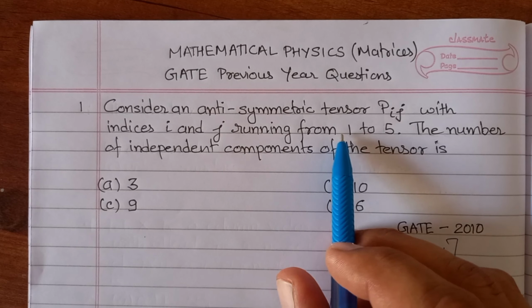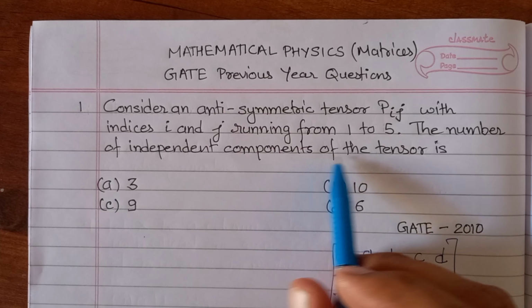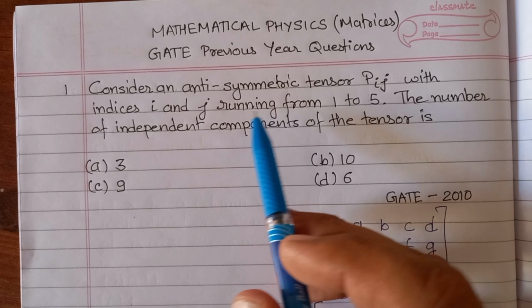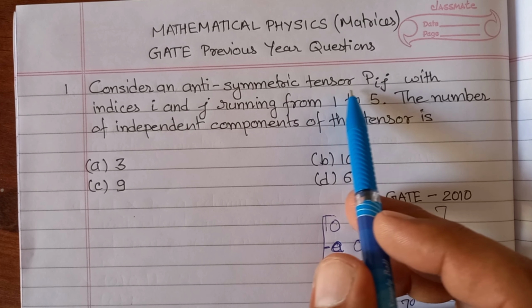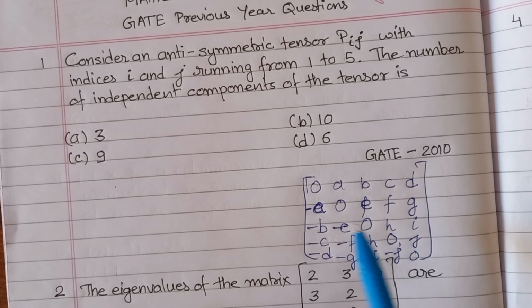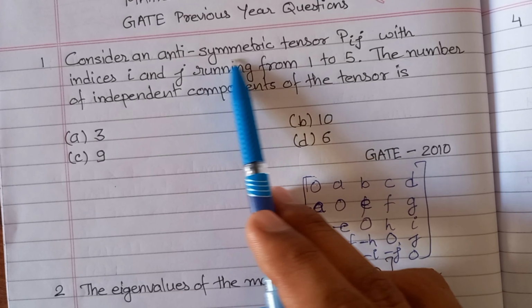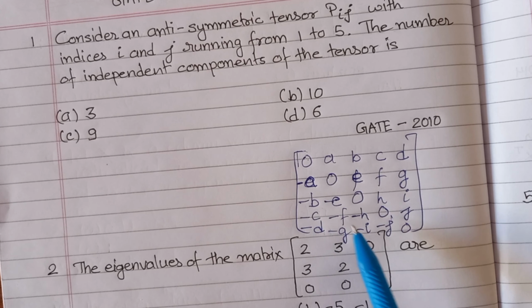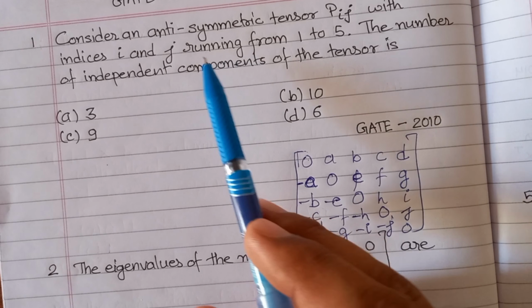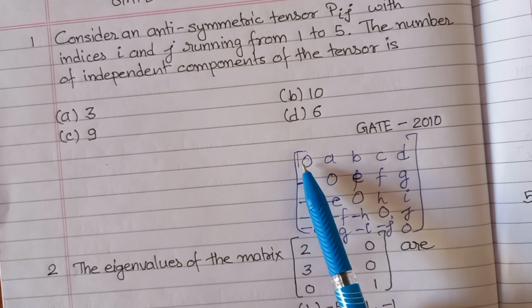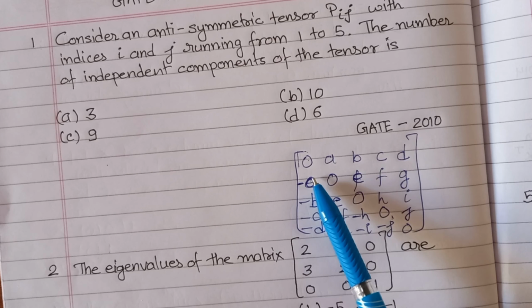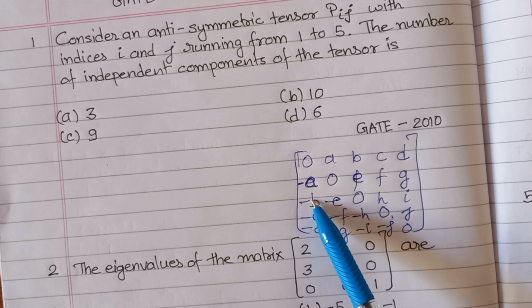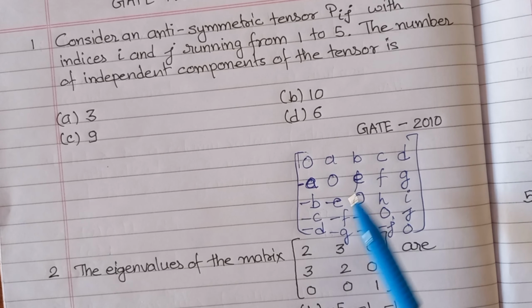I and j running from 1 to 5, and we have to calculate the number of independent components of the tensor. So if you don't know the direct formula, then we know that we can write a tensor in the form of a matrix. So this is an antisymmetric tensor, and the order is 5 cross 5. So we can write it as a 5 cross 5 matrix, and since it is an antisymmetric matrix, the diagonal elements are all 0, and these elements are related to these elements. So this is a, this is minus of a, b and minus of b, and now we have to calculate the number of independent elements.